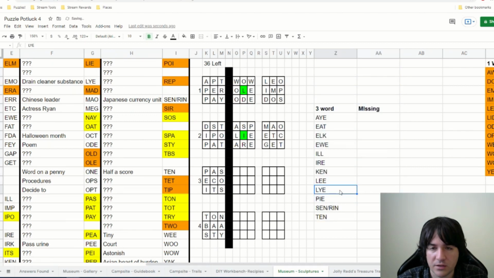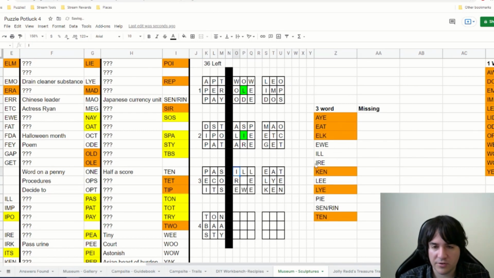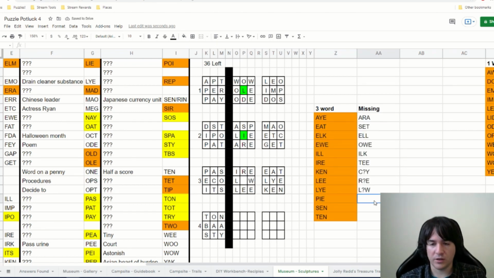Cube 3. So there's a layer. It has elk, I, 10, eat, lie, and can in it. So going around this cube, we have ill, ire, you, and lee. Koi, row, and low.